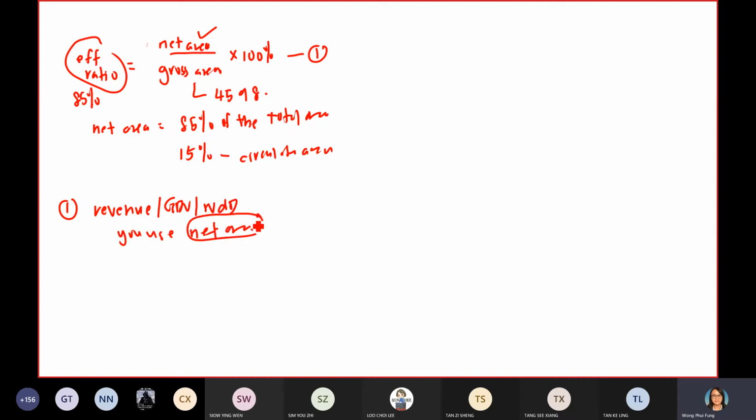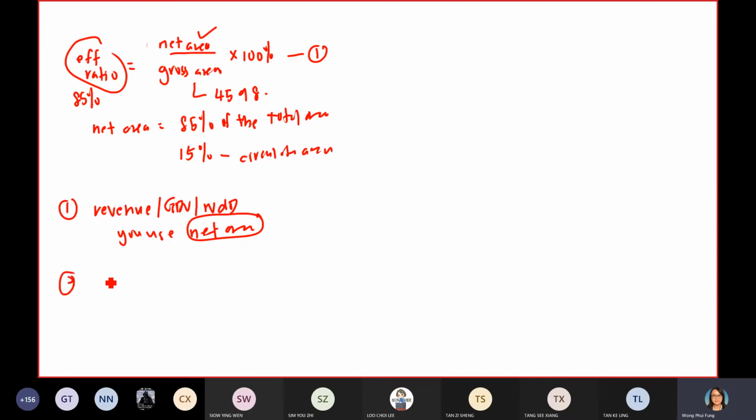Okay, I repeat again. When you calculate your revenue, GDV and DV, you use net area only, because that area is like what I mentioned just now, your lettable area that can generate income for you. That's why you cannot use gross area, because gross area also includes M&E services rooms. All that area cannot generate income. So the first part, when you calculate your revenue, you need to use net area.